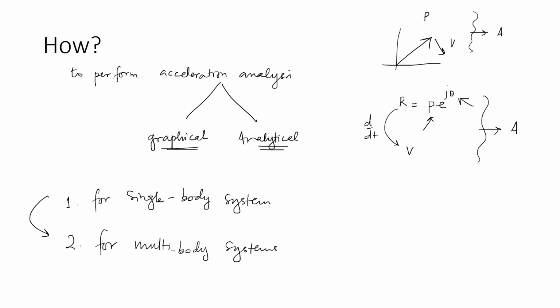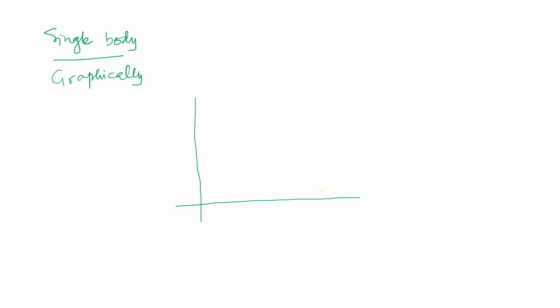So we're going to go in a stepwise fashion over here. So a single body first, drawn graphically. Let's start this process. The very first thing that we generally do is to draw the axis. This is X, this is Y. The body can be assumed to be pivoted over here at this point, labeled as A.